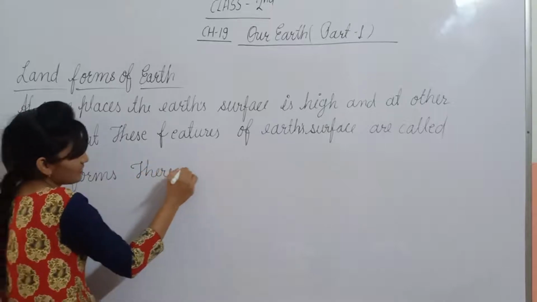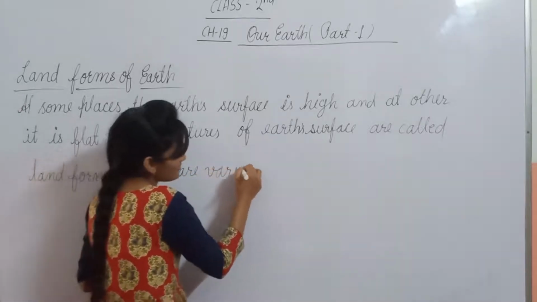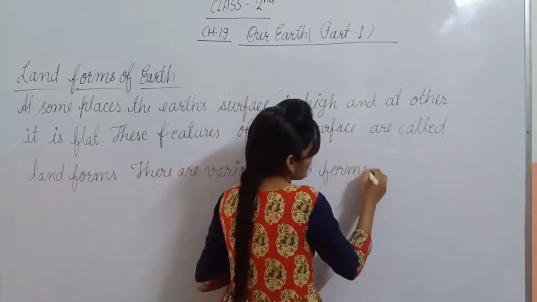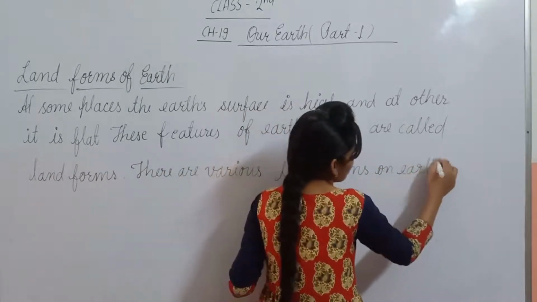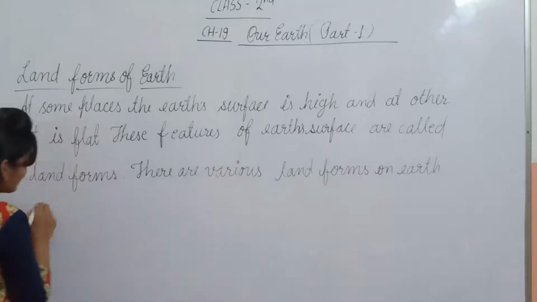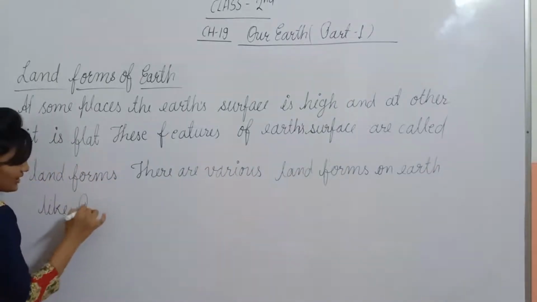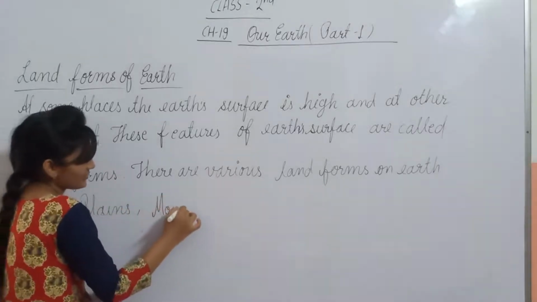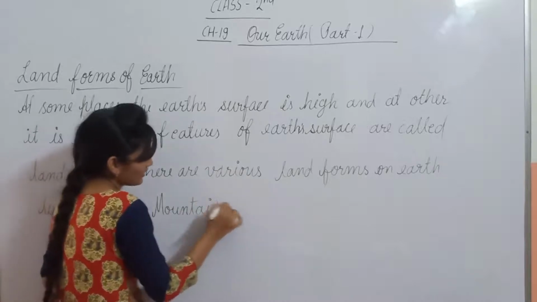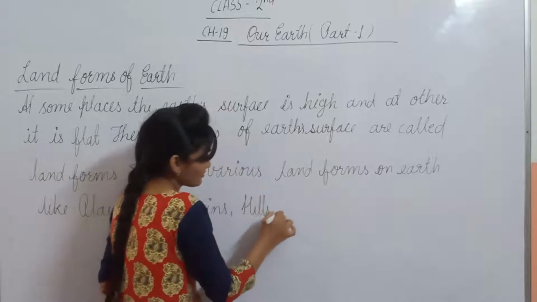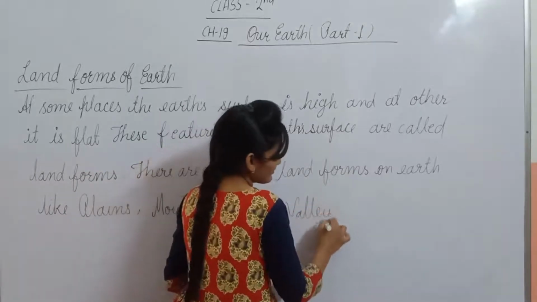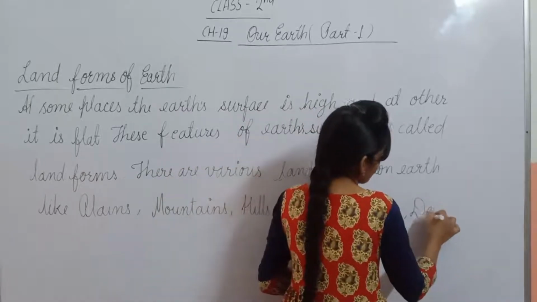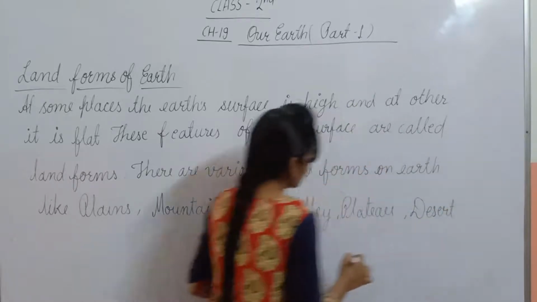There are various landforms on Earth, like plains, mountains, hills, valley, plateau, desert and islands.